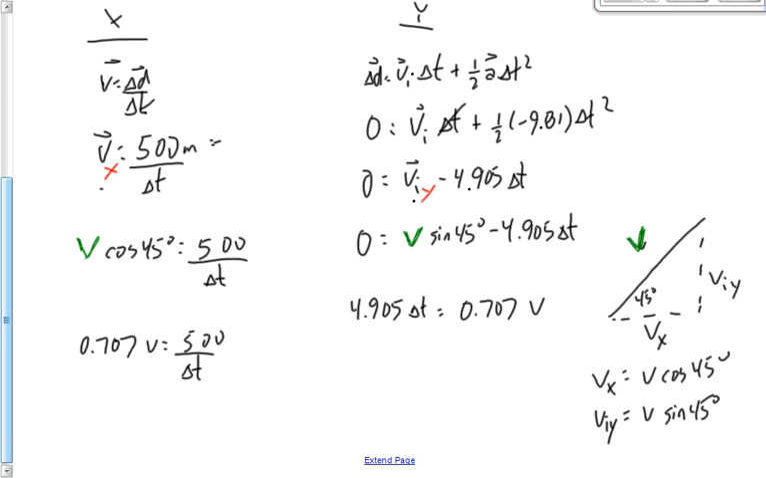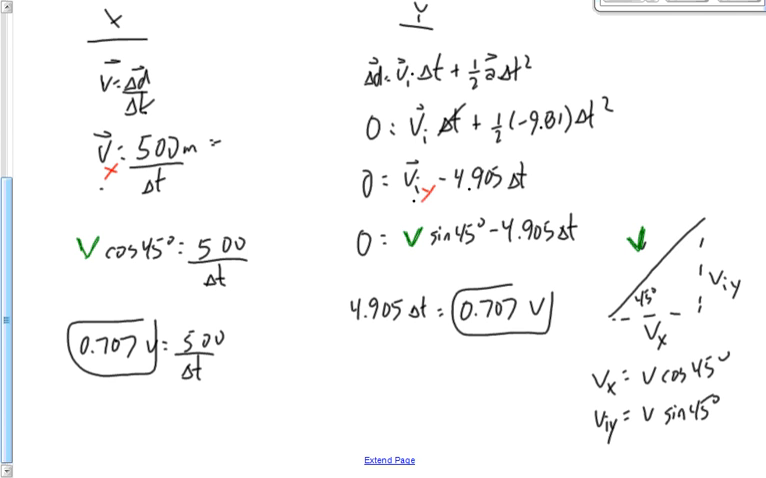Make sense? So far, so good? It's a hard question, guys. Any way you look at it, it's a hard question. But does the logic make sense here? I'm not asking, could you do this yourself tomorrow? But does the logic of what I'm doing make sense so far? Hey, look at that. 0.707V, 0.707V.